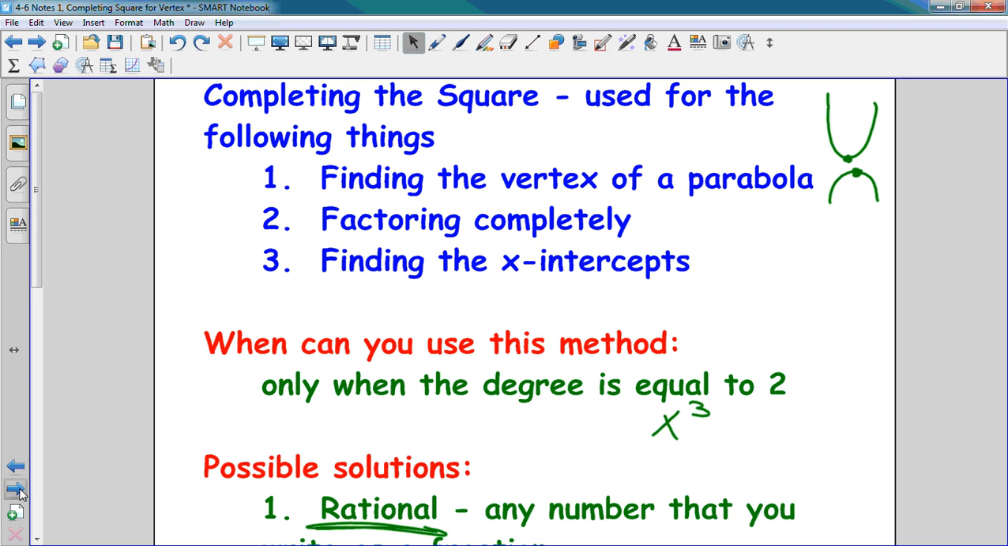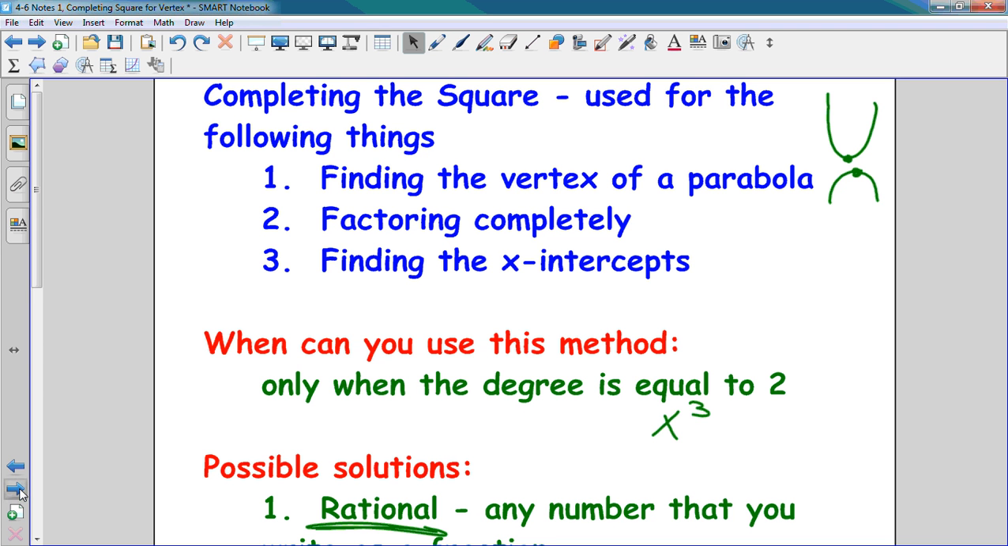Factoring completely, it's going to help us factor things that can't be factored otherwise. For instance, when you took your factoring test, those were all things that worked. Sometimes you have x squared plus 2x plus 2 equals 4, and you can't factor it. You can't put x minus 1, x plus 3, it doesn't work. Well, guess what? Completing the square helps you solve those.